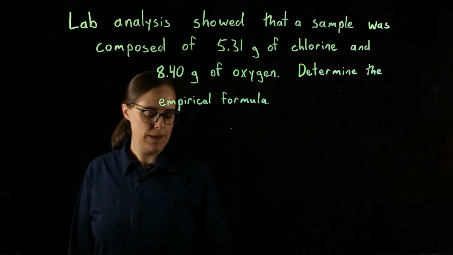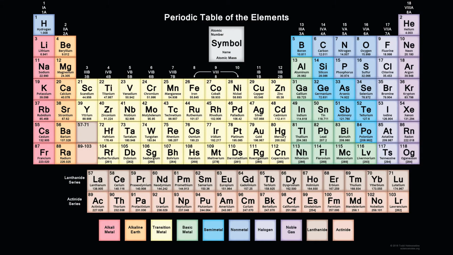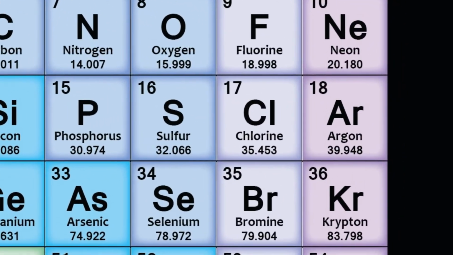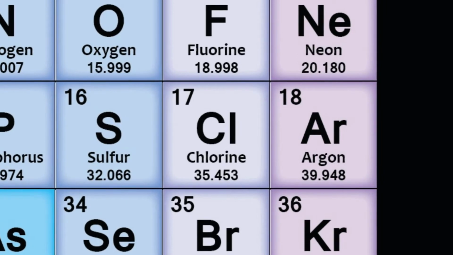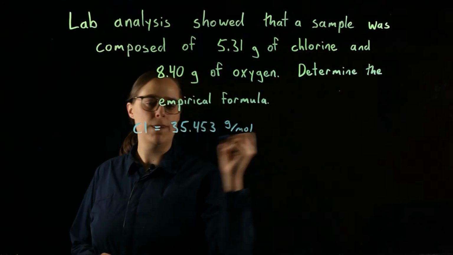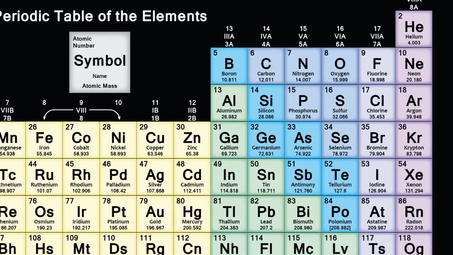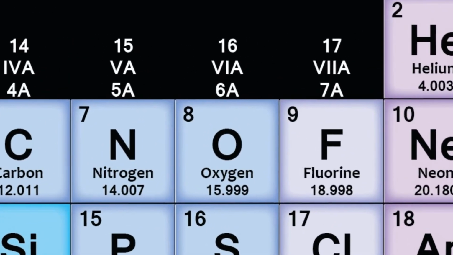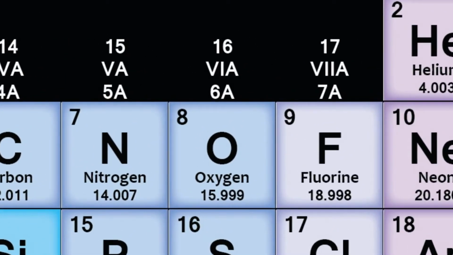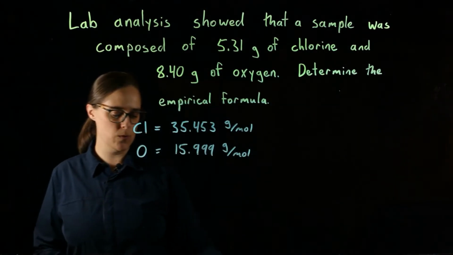Chlorine and oxygen atoms have different masses, so these are not directly comparable in terms of number of atoms. So I'm going to need to go to a periodic table and find the molar mass of chlorine and of oxygen. So chlorine, according to the periodic table, has a mass of 35.453 grams per mole. And oxygen, according to the periodic table, has a mass of 15.999 grams per mole.